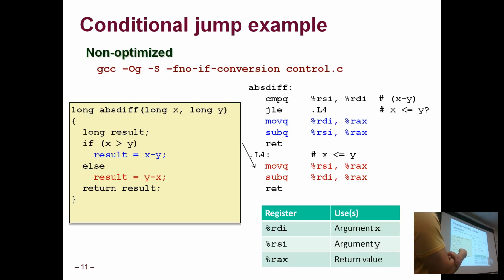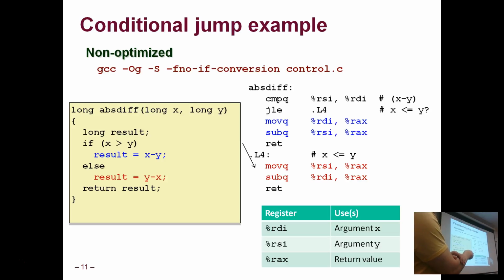So when you call into this function, the parameters x and y are in RDI and RSI. So x is in RDI, y is in RSI. And so this compare quad does an x minus y. And if you get the jump less than or equal to, that means that this turns into a negative number. So if x is less than or equal to y, you're going to jump to L4, which is this thing on the bottom. So I've labeled this here as x being less than or equal to y.